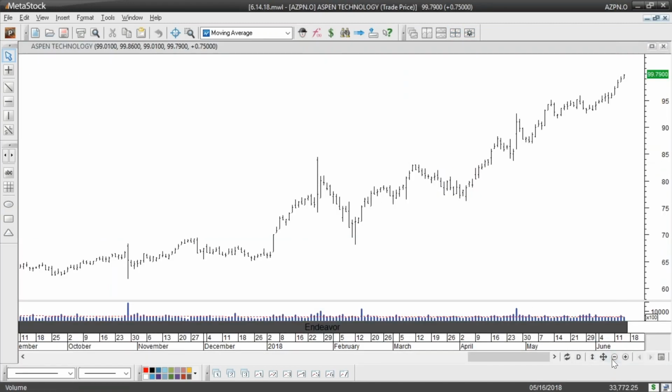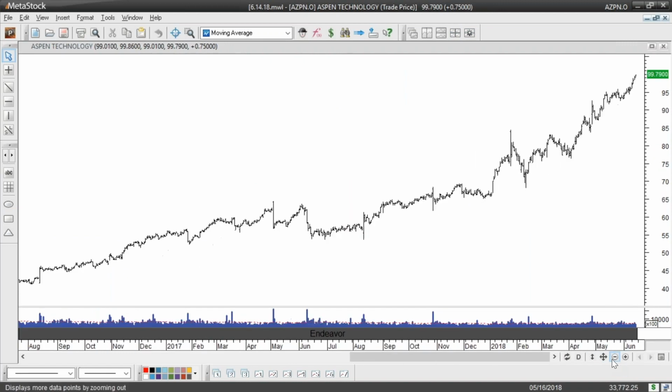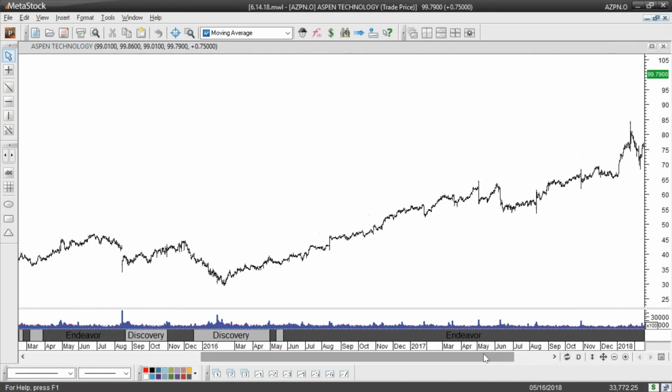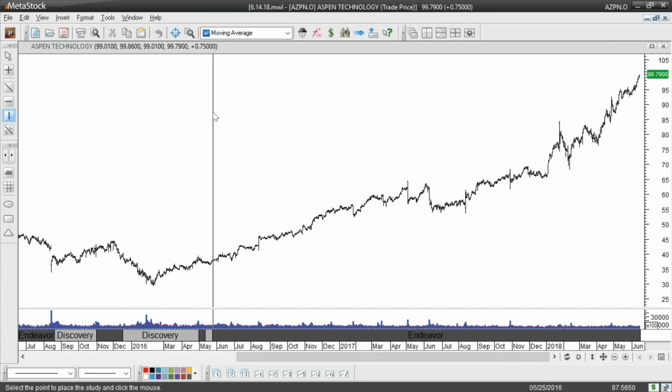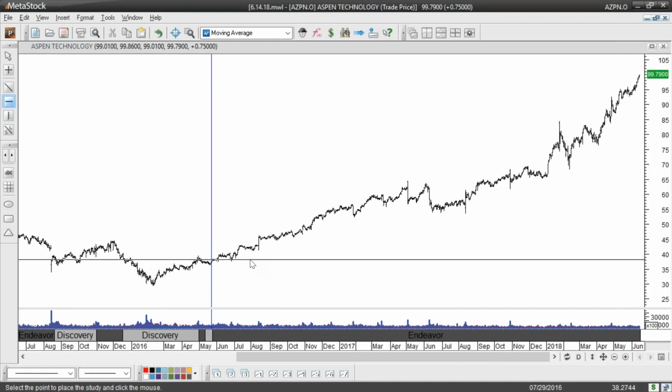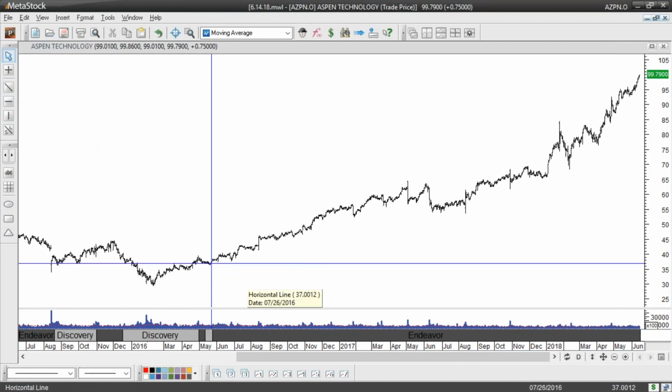Now, let's look at the opposite. Let's look at a stock that is in Endeavor and was at a cheap price. This is Aspen Technology. I put this one on the list because I've actually never run into someone that has heard of this company. If you have and you've been in it, I say hats off. Let's check when this one entered into Endeavor. Price was roughly $37. Today it's $99.